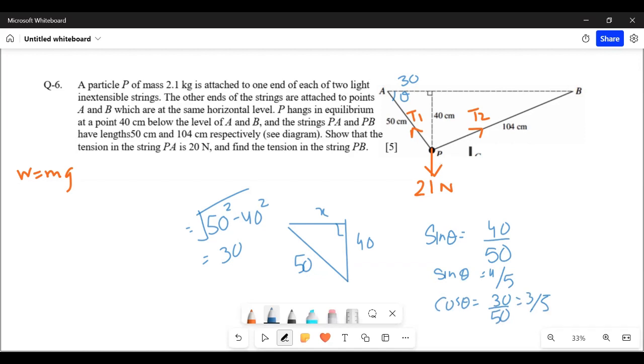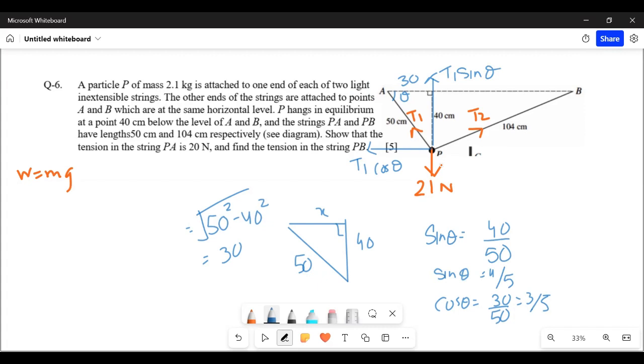So this component here is the one parallel to this, and this is the adjacent component. So that means it's the cos component or the base component. So it's going to be T1 cos theta, and we already know what cos theta is. It's 3 by 5. And upwards, it's going to be T1 sine theta because it's the opposite component.